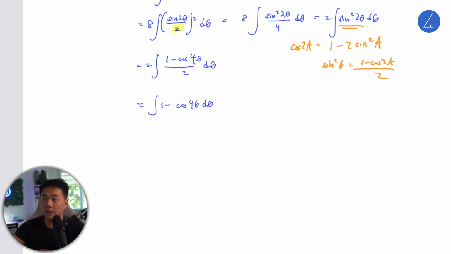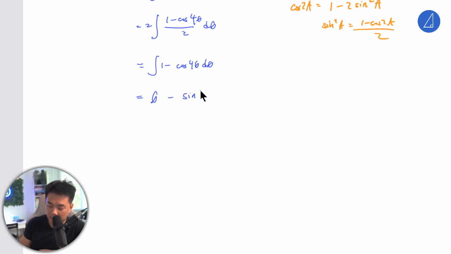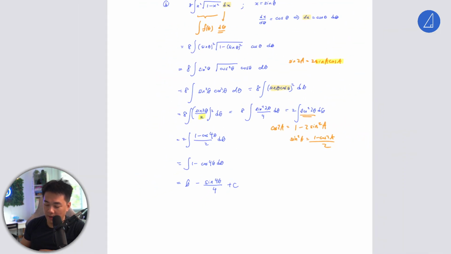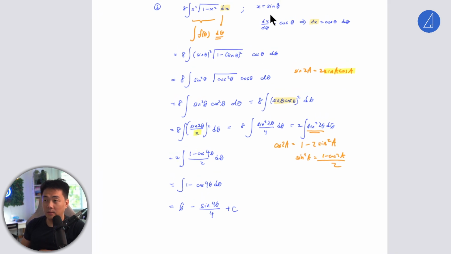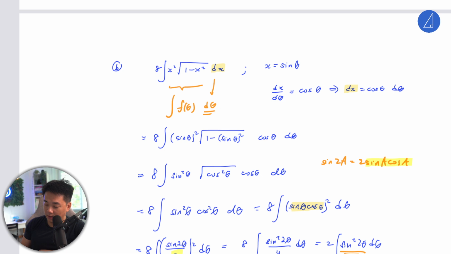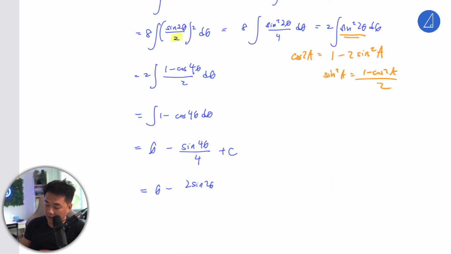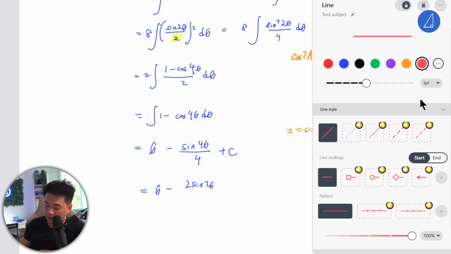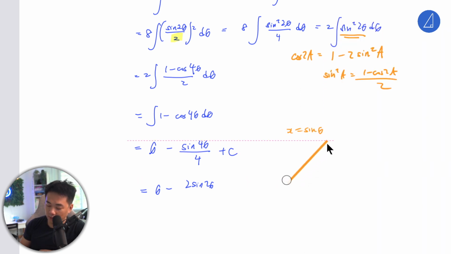Okay, be careful of the manipulation. I think the manipulation sometimes gets confusing. Okay, but once this is done, you know that this is just theta minus sine 4 theta over 4 plus c. Okay, now we need to change back to this guy here. We change it back. So I'm going to just put this as theta minus 2 sine, because now I only have a single angle in terms of theta, so I need to change. So x is sine theta. Draw the triangle out, right? The right triangle here.